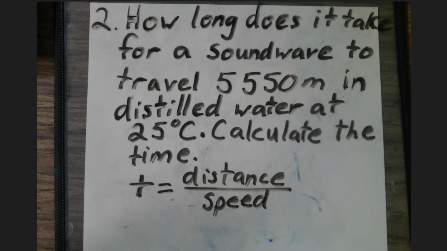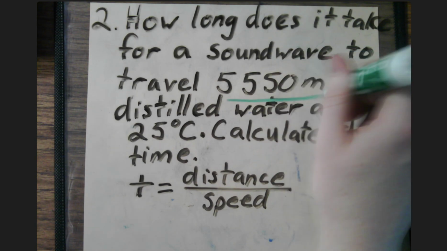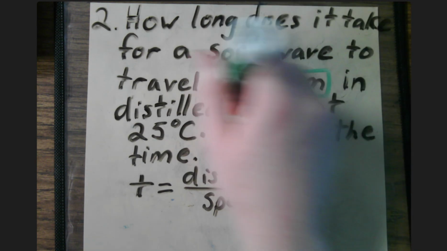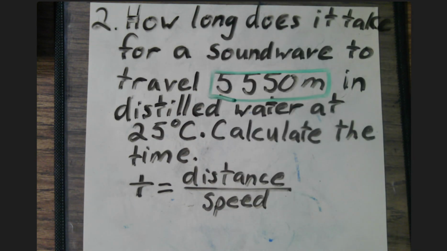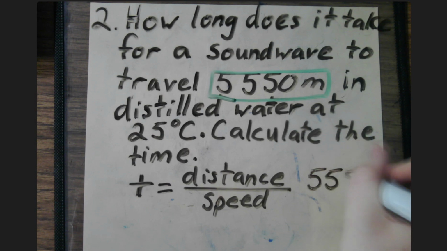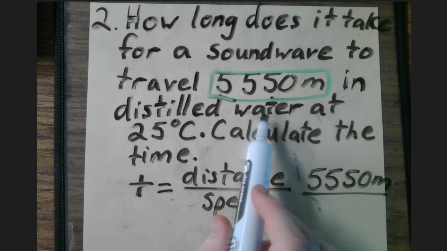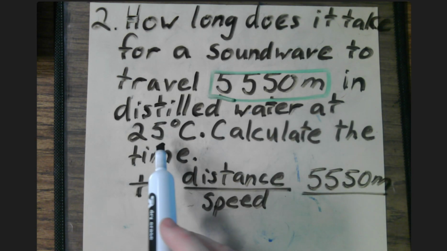So our distance is in meters, so it's right here. 5,550 meters is our distance. So 5,550 meters over, now we gotta look for our speed. Now this time our medium is distilled water at 25 degrees Celsius.